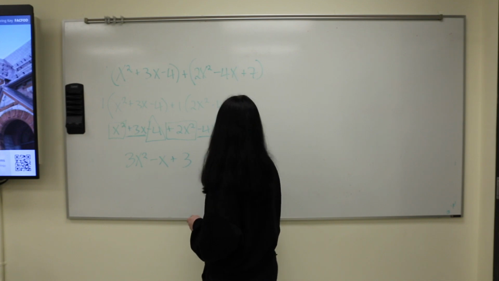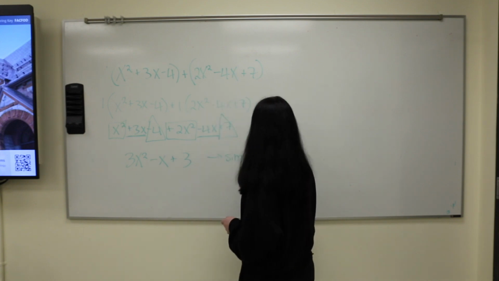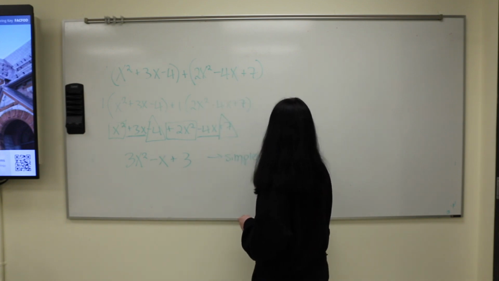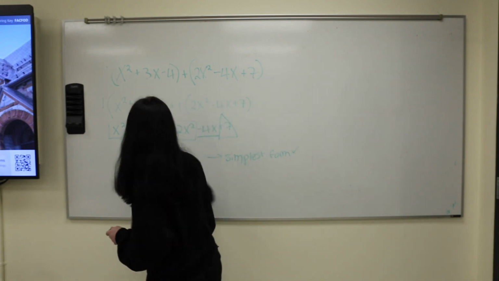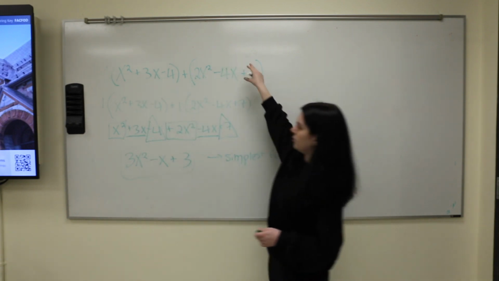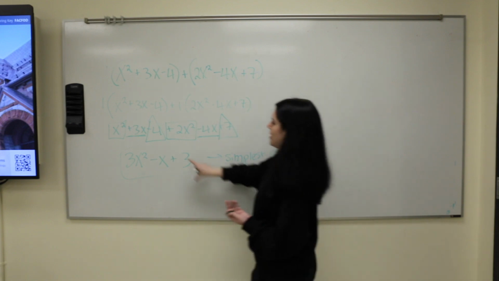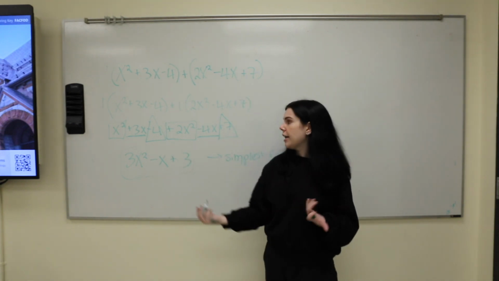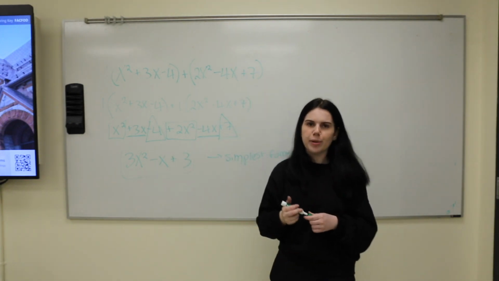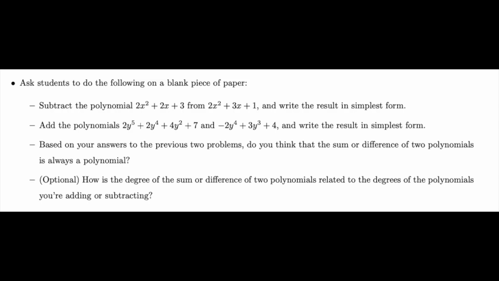So this polynomial is in simplest form. And this would be the solution to this problem. You always have to make sure that it's in simplest form, and that means that all the like terms have been combined. So this lesson ends with a graded check for understanding that asks students to subtract 2 polynomials, add 2 polynomials, and write their results in simplest form. It also gets them thinking about the idea that polynomials are closed under addition and subtraction.